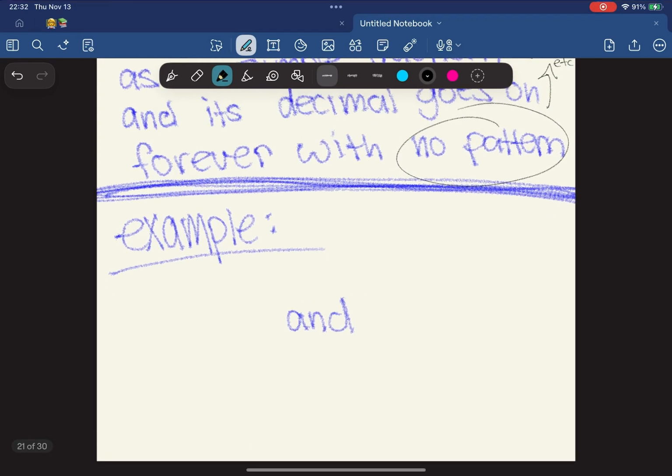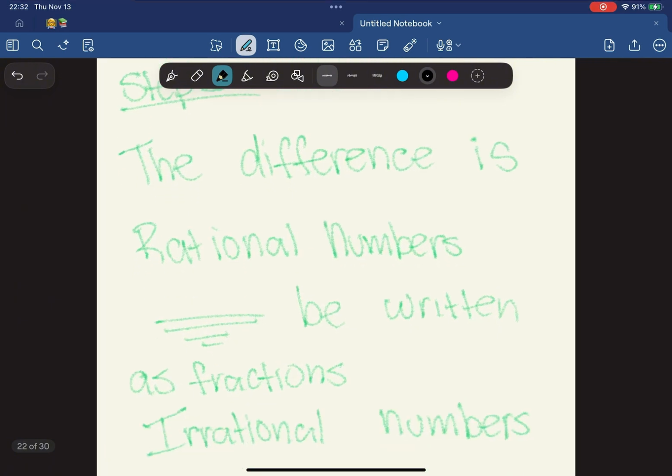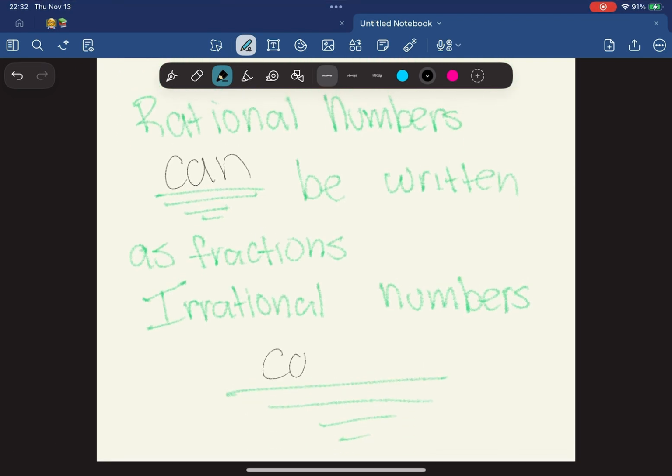So what is an example of an irrational number? We are going to have the square root of 5, and we're also going to have pi. But we need to make sure that we clearly know the difference between irrational and rational numbers. A rational number can be written as a fraction, and irrational numbers cannot be written as a fraction. They are not the same.